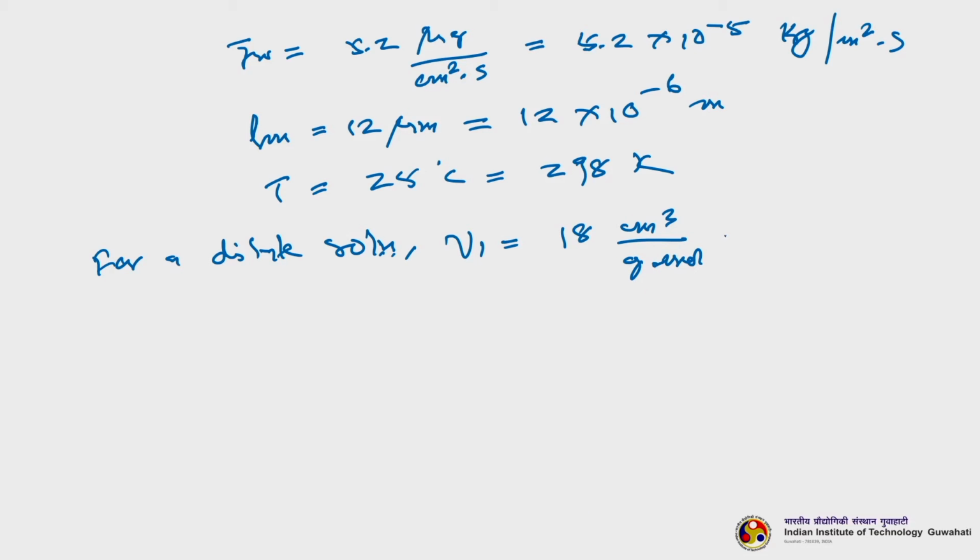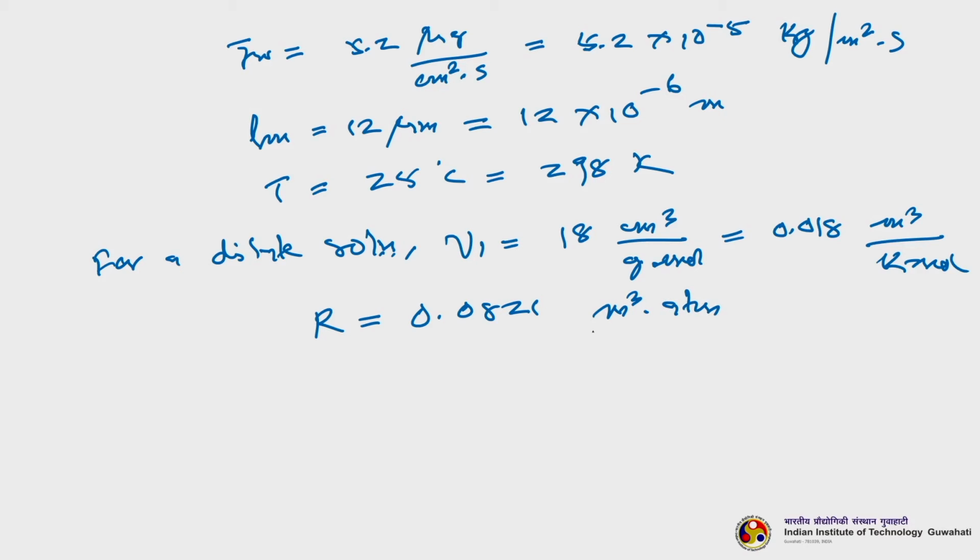Okay. So, we can write 0.018 meter cube per kilomole, and your gas constant R is given as 0.0821 meter cube atmosphere divided by Kelvin kilomole. Okay. Then we have to calculate now, substituting everything in the solution diffusion equation.